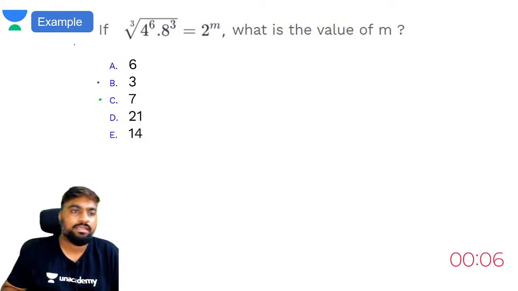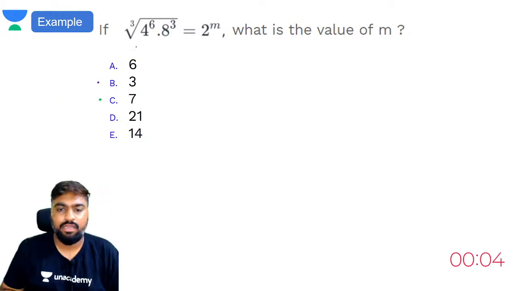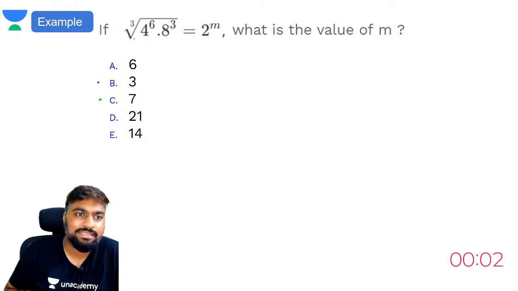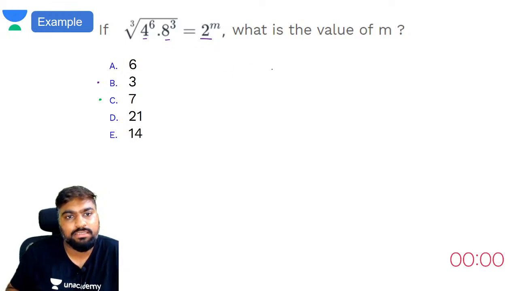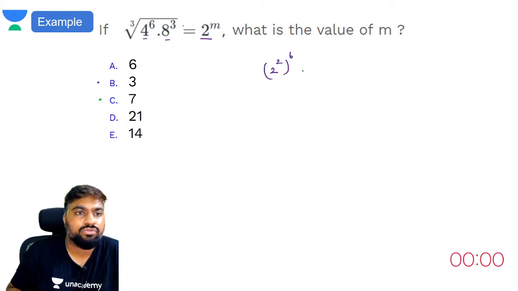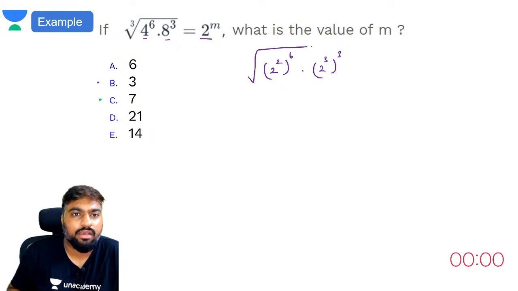Okay, so let's look at this. Whenever you have this kind of an expression, make the bases equal. Here you have 2, so let's write this also in terms of 2. So 4 power 6 is nothing but 2 power 12, correct? Into 8 power 3 is what? 2 power 3 power 3. This whole thing under a cube root is equal to 2 to the power m.